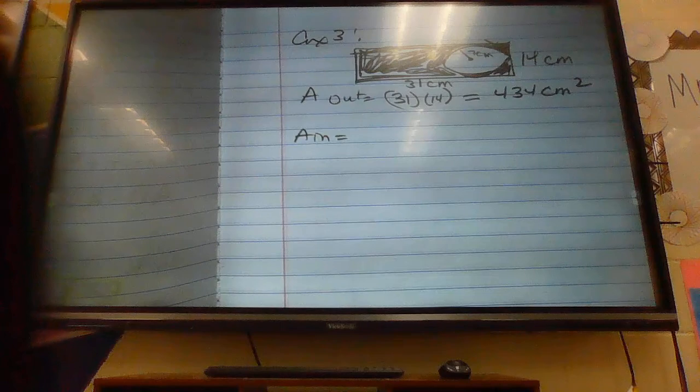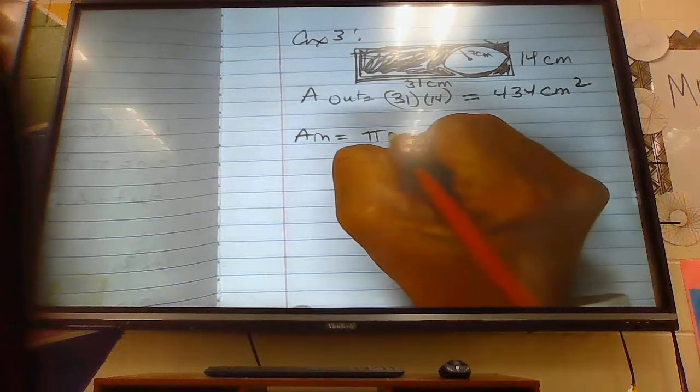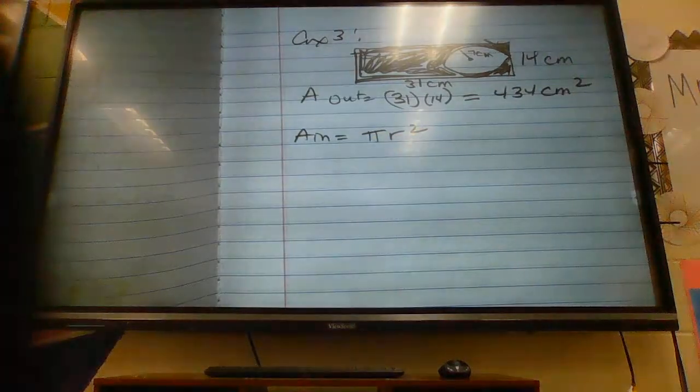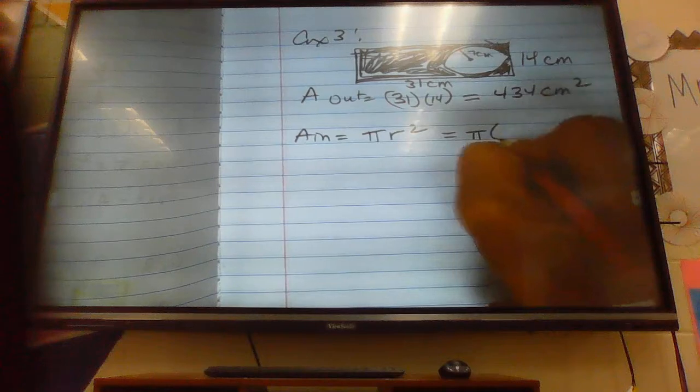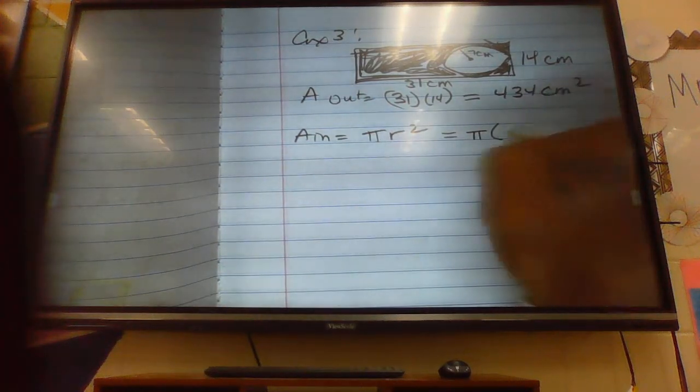Bryce, what's the formula for finding the area of a circle? Pi r squared, my bad. Perfect, right? Everybody agree with Bryce? It's pi r squared. So Braylon, one more time, what is the radius for this problem?